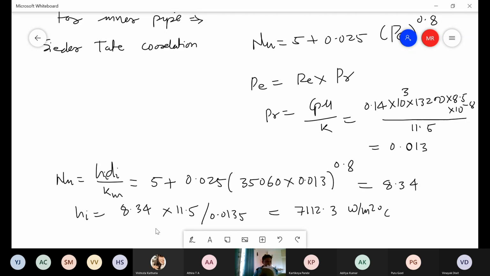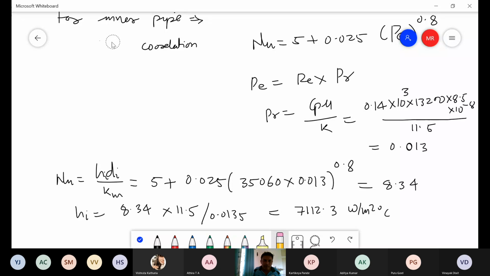Since this is a liquid metal, isn't it? So we have to use the expression given by Seban and Shimazaki. Yes, Seban and Shimazaki. Correct. You are absolutely correct. This correlation is correct. This name is not correct. Yes, sir. I will correct it. So this is Seban and, the spelling is S-H-I or S-I? S-H-I.